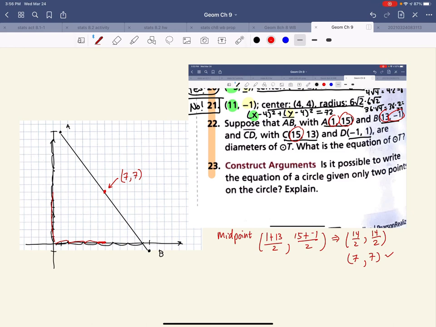Now, it said, what would be the equation of this? I don't really need to do C and D because I pretty much know this is my radius. So to make an equation, I need this center point, right? And I have my center point. And then I need my radius. So I just need to know the distance between here and there. And I can kind of count my boxes with my invisible right triangle. So it looks like this would be 1, 2, 3, 4, 5, 6, 7, 8. And this would be 1, 2, 3, 4, 5, 6.